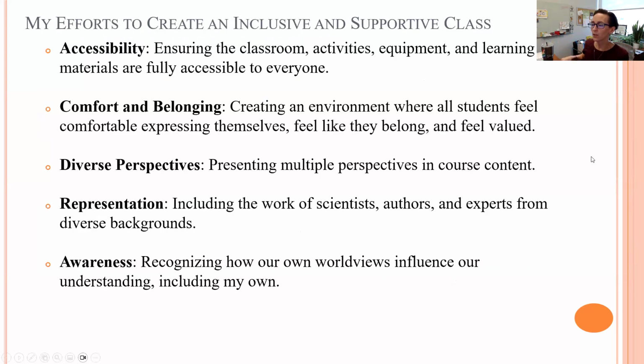My efforts to create an inclusive and supportive class include accessibility. This course is, as of right now, about 90% accessible online, and I'm working to get that up to like 98. It's to provide comfort and belonging, to create an environment where people feel comfortable expressing themselves and feel valued, to bring diverse experiences. I'm trying to include scientists and people from diverse backgrounds, and being aware of my worldview and how it might influence things is also being aware of others.